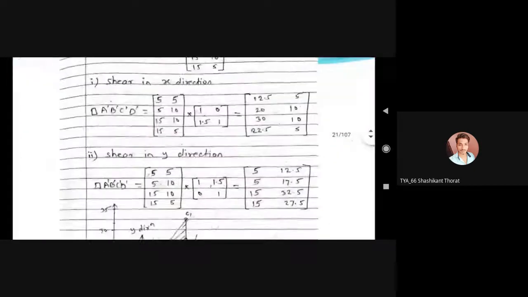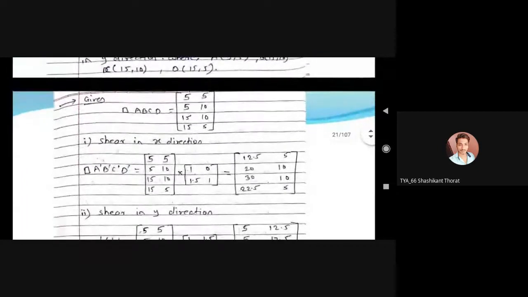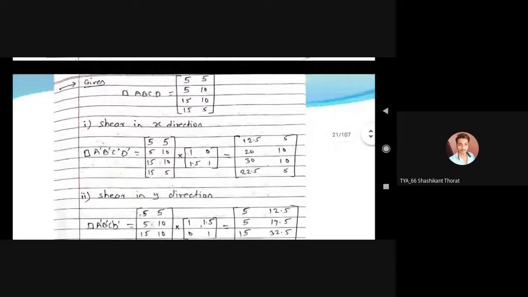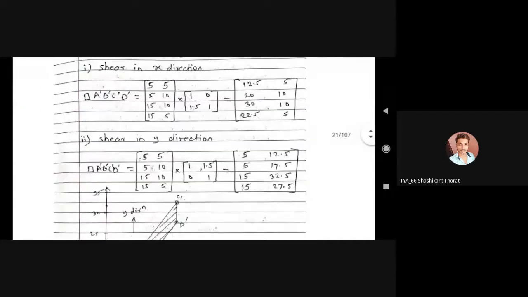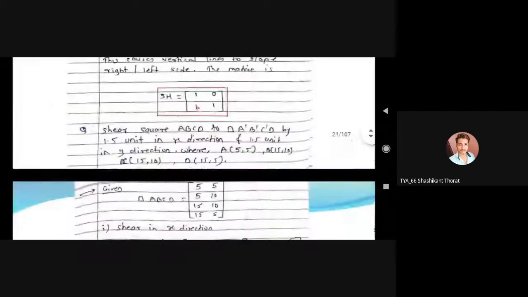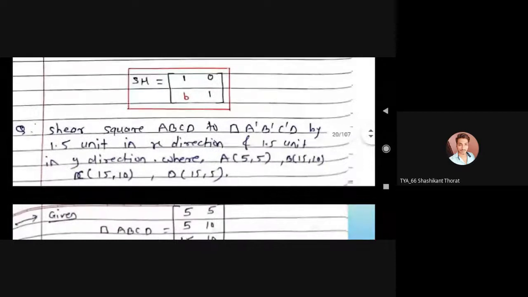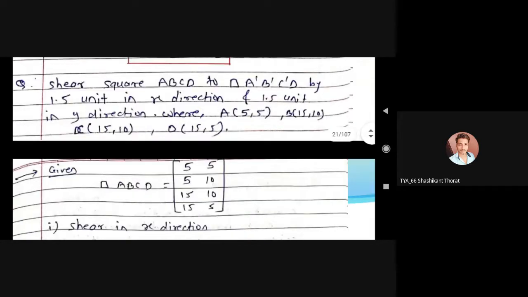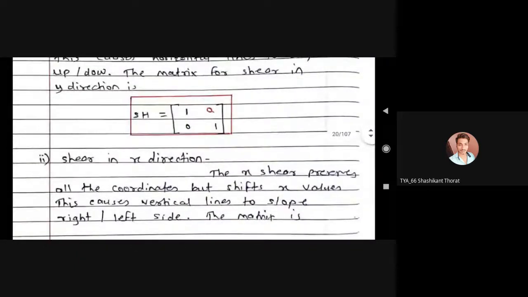So take a problem directly. The given problem is a triangle, they gave a rectangle. Okay, A, B, C, D. Now shear in x direction. Okay, now the statement of this problem we haven't taken. I think here is the statement: shear square A B C D to square A dash B dash C dash D dash by 1.5 unit in x direction. Okay, 1.5 unit in x direction is nothing but they have given the x value. We have to put that value instead of A or B.